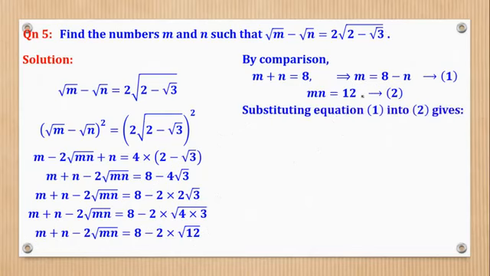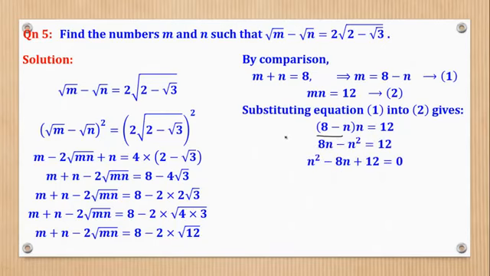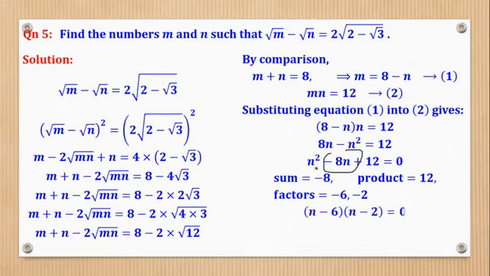So when I substitute equation 1 into equation 2, these are 2 equations, I need to solve them simultaneously. I'll come up with that, open brackets, I'll get a quadratic. Then I solve. I have to get factors whose sum is -8 and product is 12. Those factors are these ones. So I'll come and split the middle term.